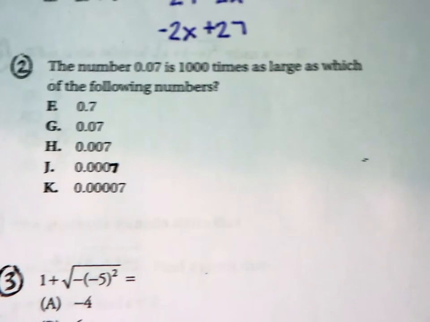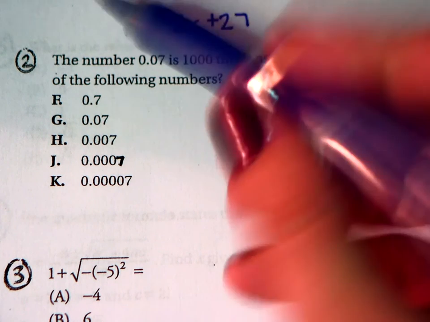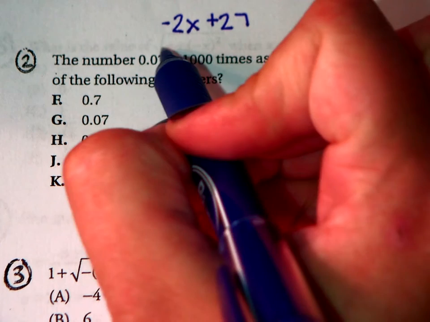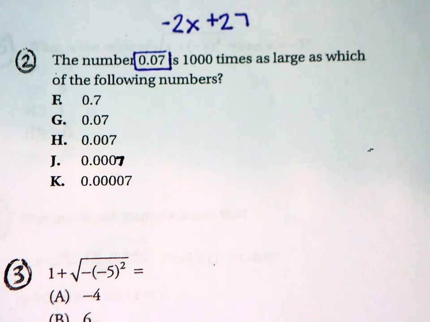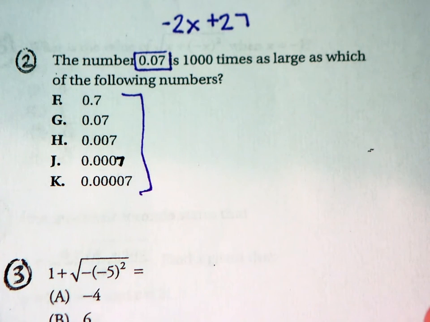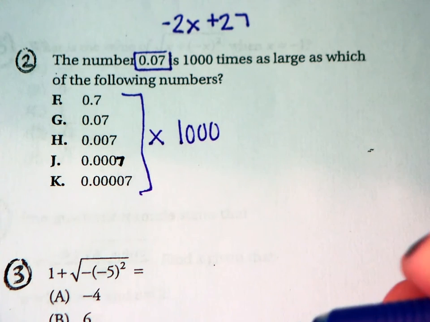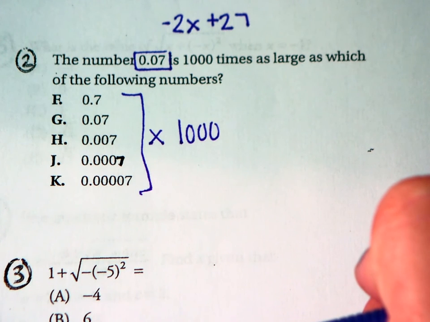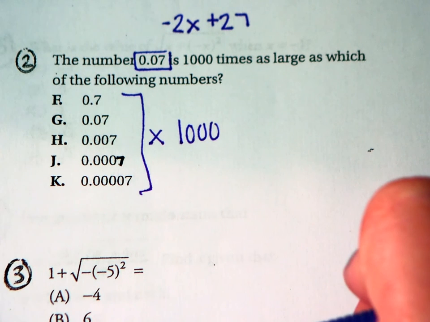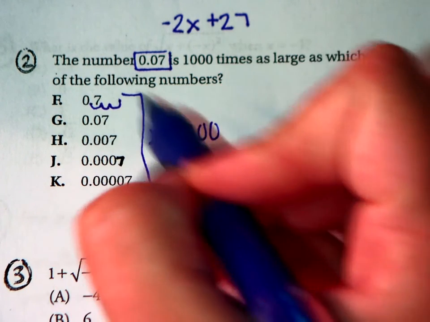All right, number 2. The number 0.07 is 1,000 times as large as which of these numbers? So this number here is 1,000 times bigger than these answer choices. We're looking for which answer choice this number is 1,000 times bigger than. What I would recommend is multiplying all your answer choices by 1,000. If I'm multiplying decimals by 1,000, kind of like using scientific notation, I would move the decimal point to the right. So if I start here, 1, 2, 3, that's 700.